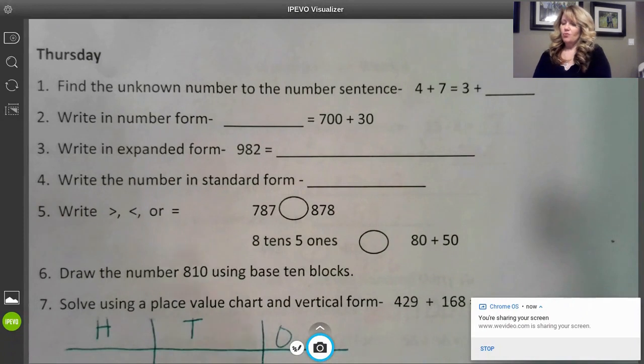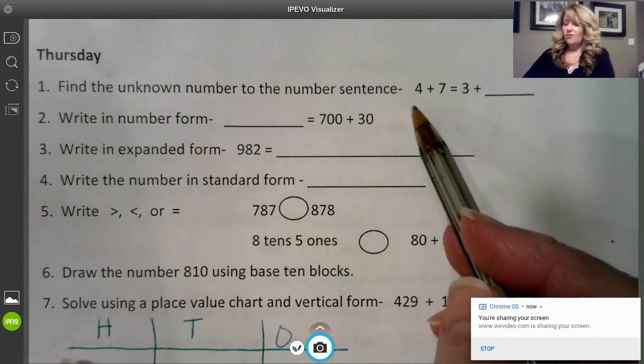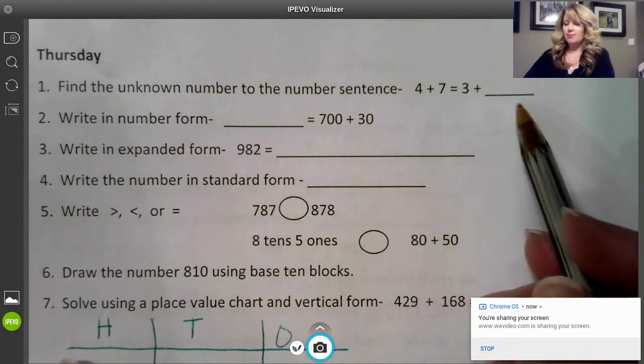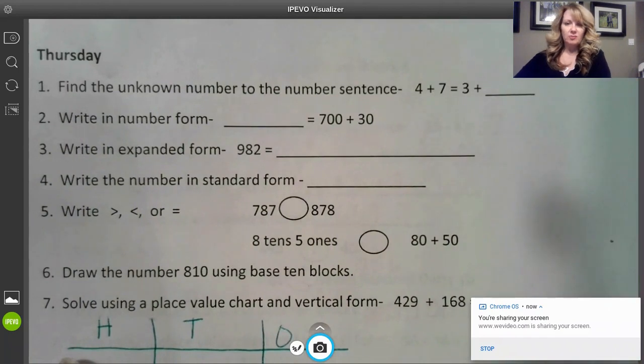Okay, number 1 says, find the unknown number to the number sentence 4 plus 7 equals 3 plus blank. So let's solve this side of the equation because we have both those things that we can add together, the 4 and the 7. So 4 plus 7, what does that equal? Did you get 11?